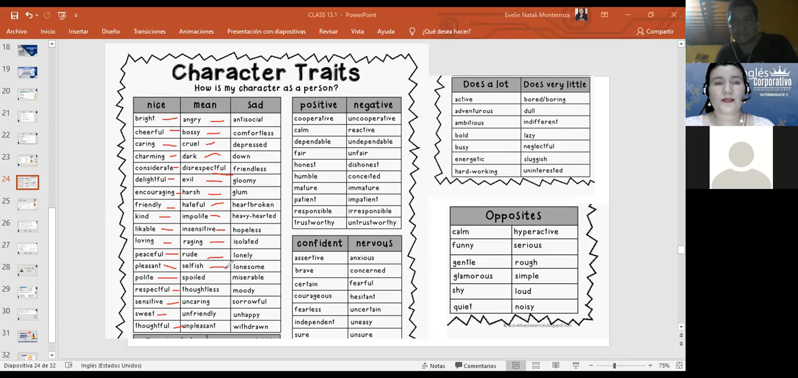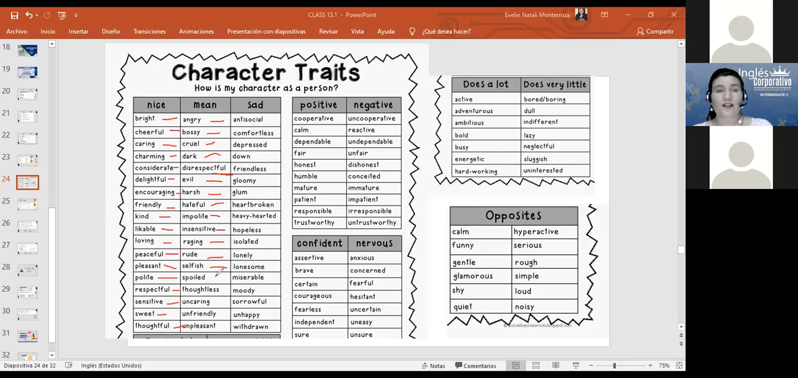Selfish, egoísta, right? Selfish. Spoiled is malcriado, like the little kids, right? That they do everything because they really want it like that. That's spoiled. The next one, you have thoughtless, que lo hace sin pensar en nadie, right? Uncaring, que no le importa nada. Unfriendly, que no es amigable. Y unpleasant, que no es agradable estar con esa persona.